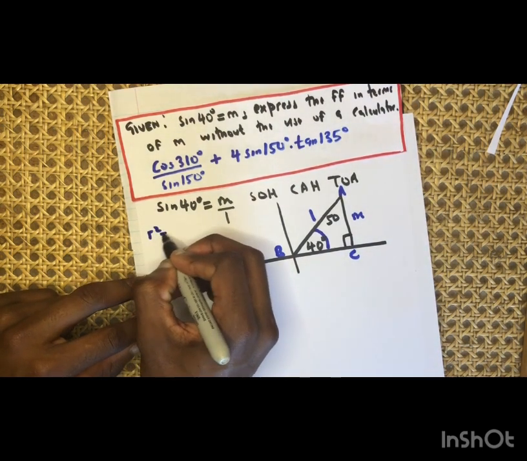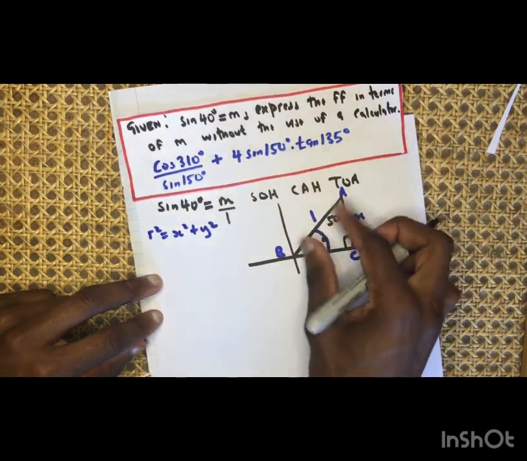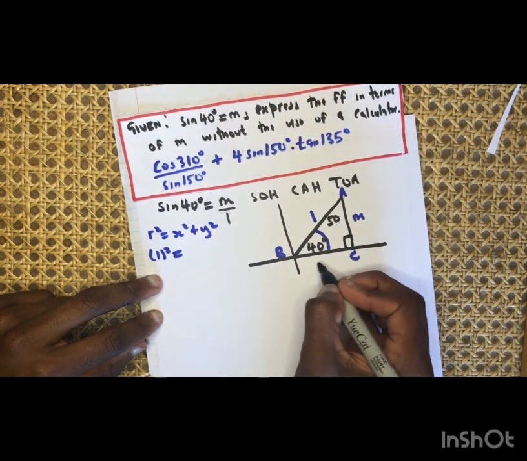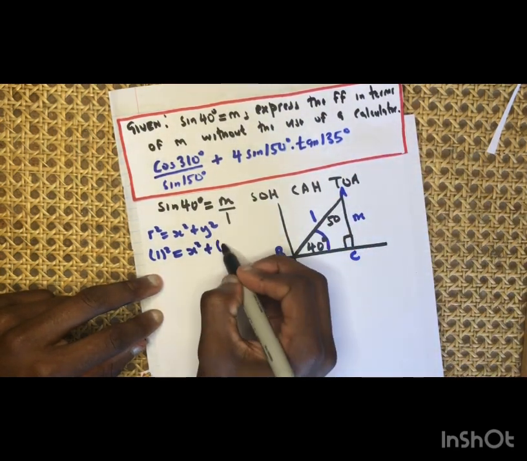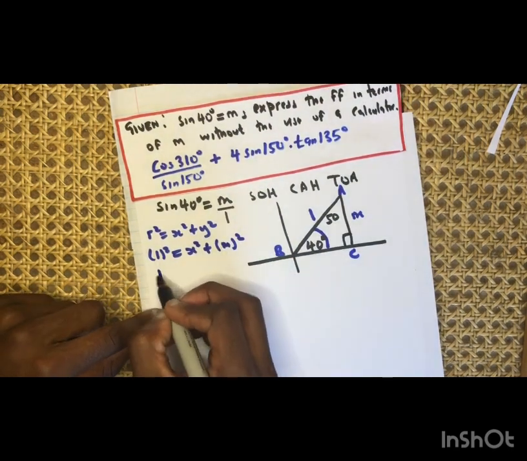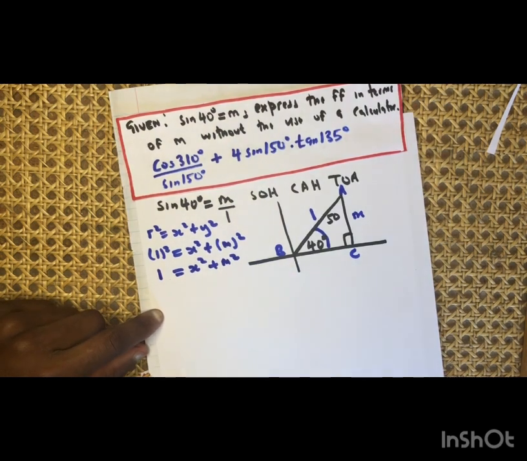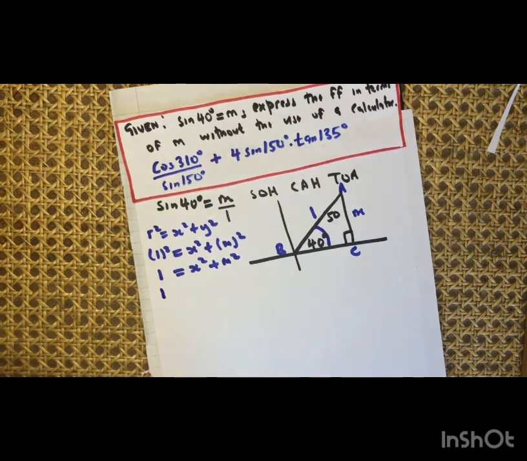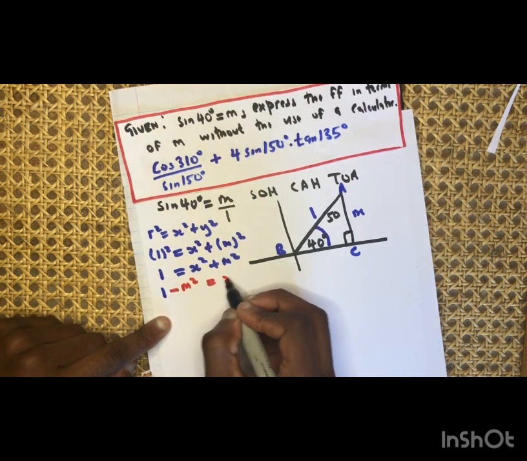So I'm going to say r squared is equal to x squared plus y squared. My r in this case is going to be 1. My x we don't know here, which is BC, but my y is your opposite side, which is m. So 1 squared is going to get 1. So you have x squared plus m squared. Then you're going to transpose this m squared to this side. You're going to have 1, then remember, m squared is going to change the sign. It's going to be minus m squared. Then you have x squared.